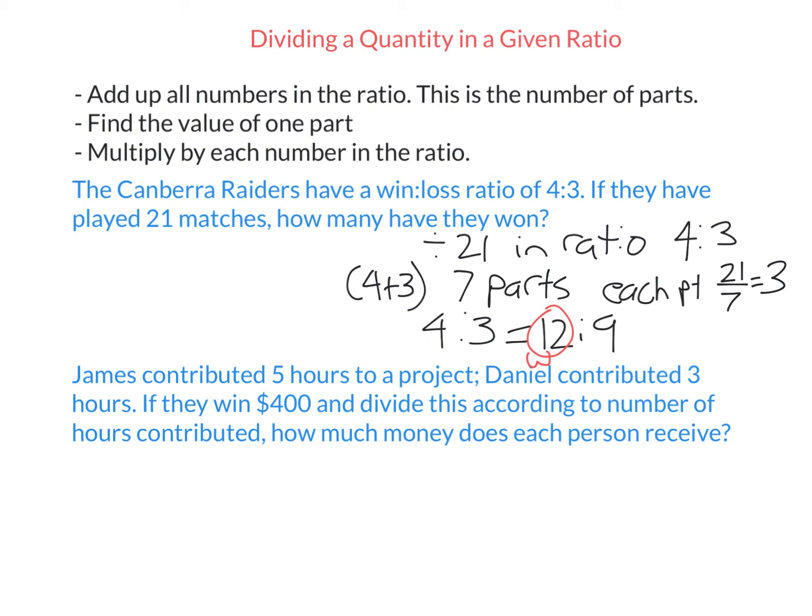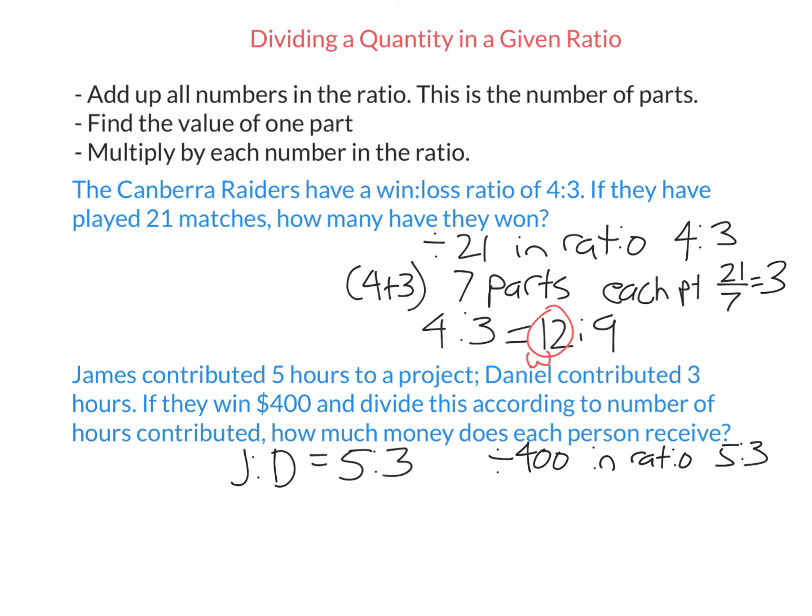Let's look at a slightly harder question. James contributed 5 hours to a project, Daniel 3 hours. They won $400 and divide their prize according to the number of hours contributed. How much money does each person receive? In terms of the hours contributed, James to Daniel was 5-3. So this question is really asking us to divide 400 in the ratio 5-3. We're going to do it exactly the same as in the previous question.